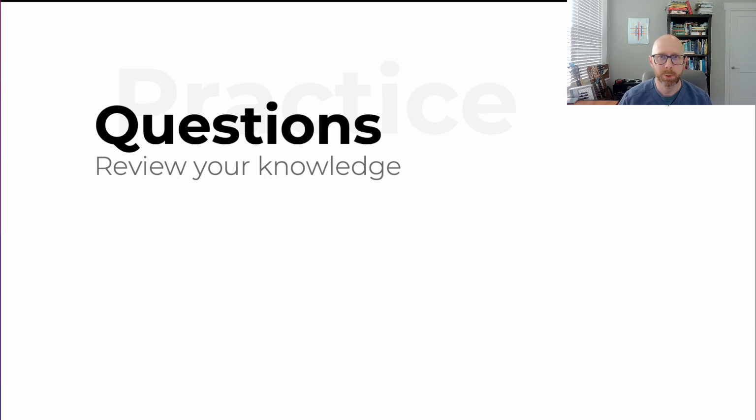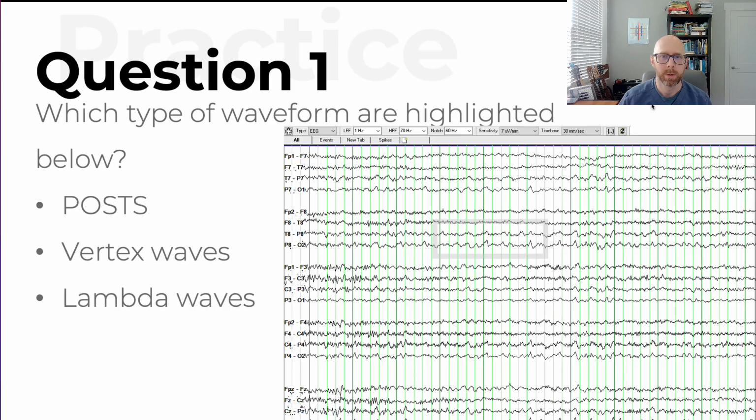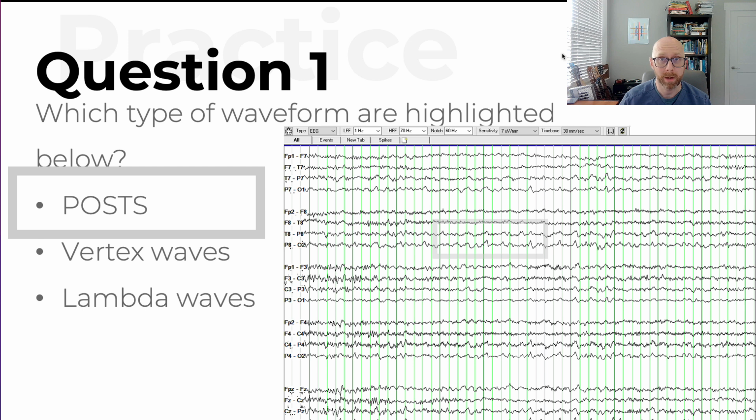All right, this lecture wouldn't be complete without some questions. Here we go. Which type of waveform is highlighted below? In this box here, what type of waveform do you see most prominently? If you said POSTs, you'd be correct. Posterior occipital sharp transients, again, are synchronous, posterior positive polarity waveforms seen during stage N1 of sleep.